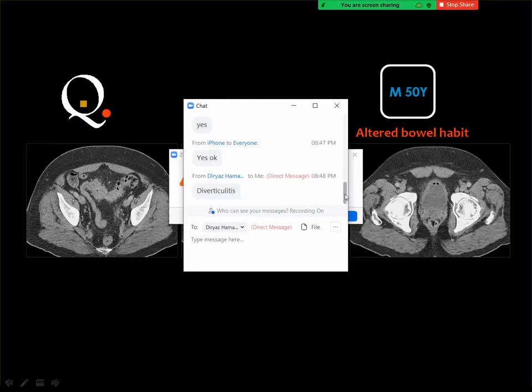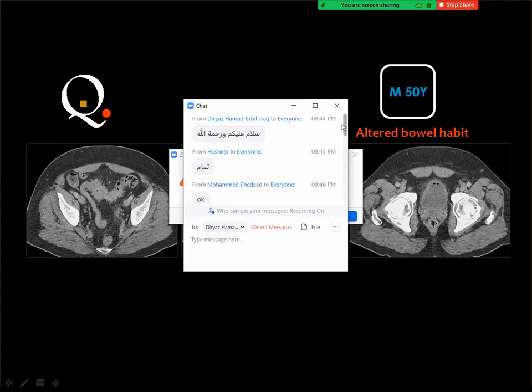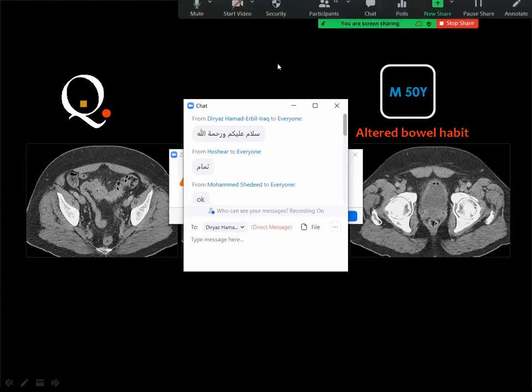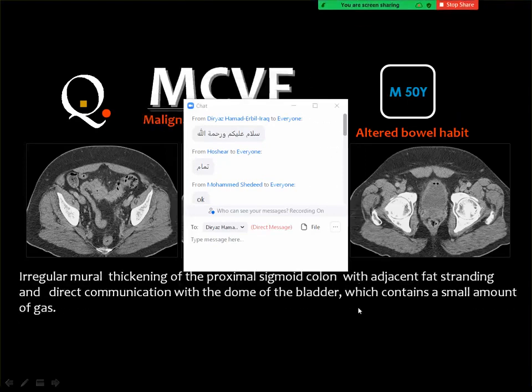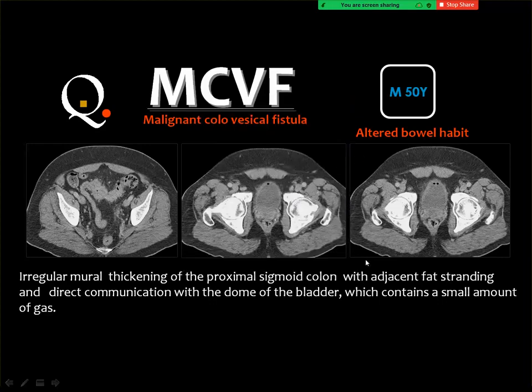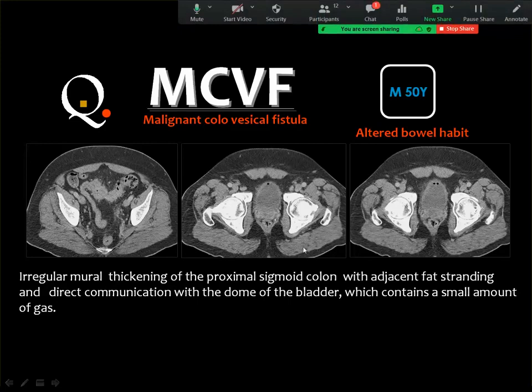Yes, the answer came to me is diverticulitis, and actually this case I put it here to say something about the issue of diverticulitis. You know that we diagnose diverticulitis by the presence of patent diverticuli with narrowed colonic lumen and stranding of the pericolic fat. Then you have to know that diverticulitis or diverticular disease can be complicated by malignancy.